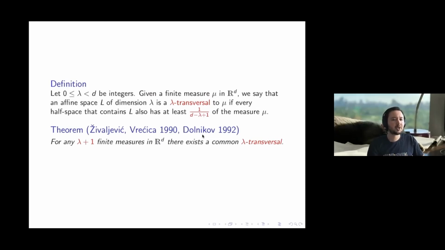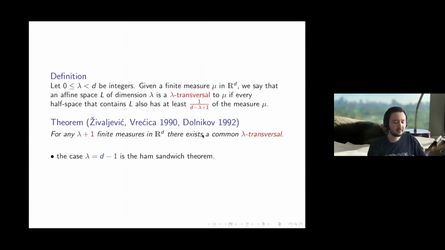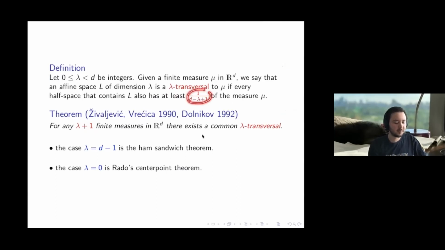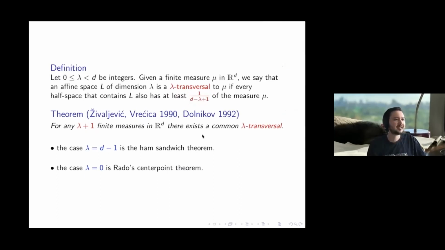Now the big theorem by Živaljević, Vrećica and Dolnikov is that for any lambda plus 1 finite measures, there exists a common lambda transversal. So for example, when lambda is equal to 1, that's the statement that any two measures have a common line transversal. When lambda is d minus 1, this fraction is 1/2, and so you recover the Ham-Sandwich theorem. When lambda is 0, this is 1/(d+1). You have a point, and so this is the center point theorem. For any one finite measure, you have a center point. So this is something that interpolates between the center point and the Ham-Sandwich theorem.